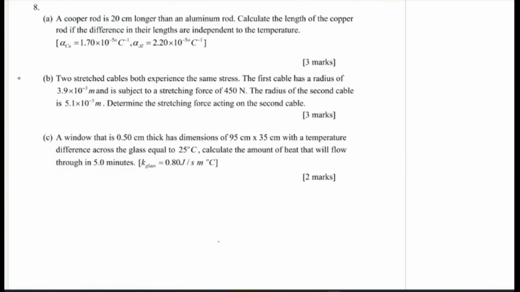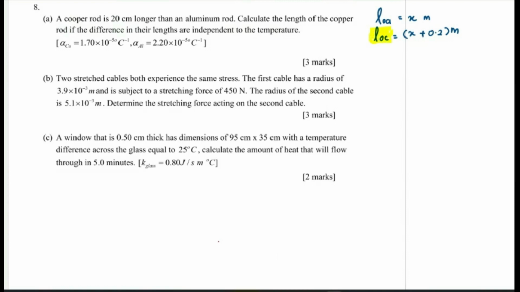Okay, let's say we have the initial length of the aluminium. Kita tak tahu berapa, so X meter. And then the copper rod, L0 copper, 20 cm longer, so should be X plus 0.2. Saya tukar kepada meter. Copper lagi panjang daripada aluminium. And then dia suruh kita kira: calculate the length of the copper rod. So we want to calculate what is actually the initial length of the copper rod. Ini yang kita nak kira.